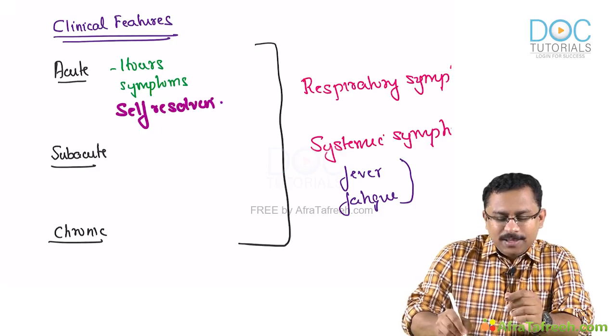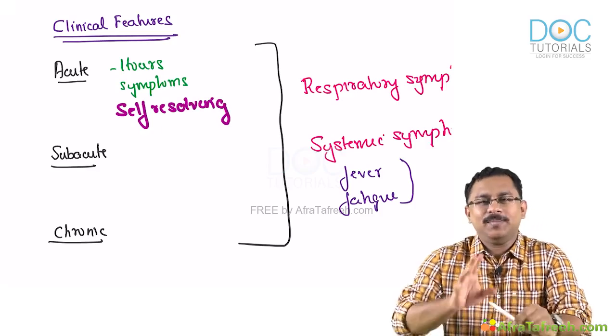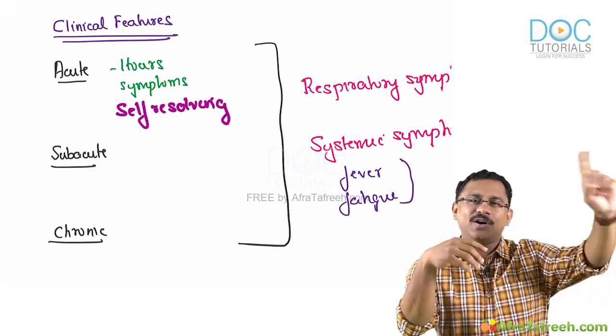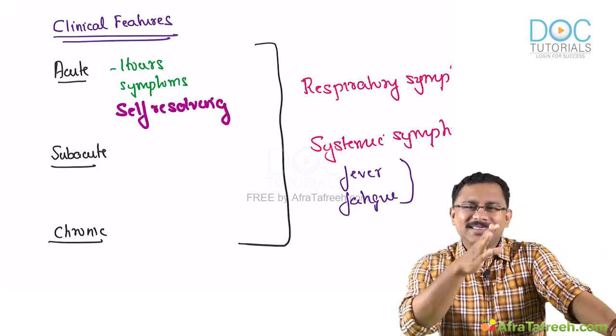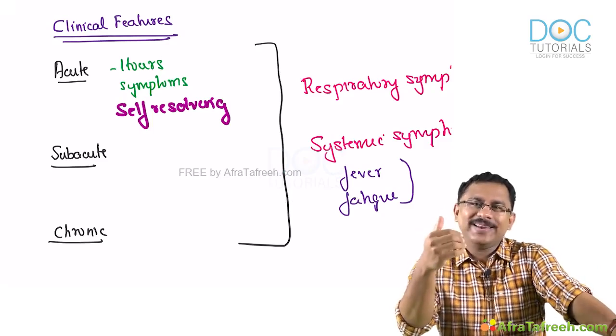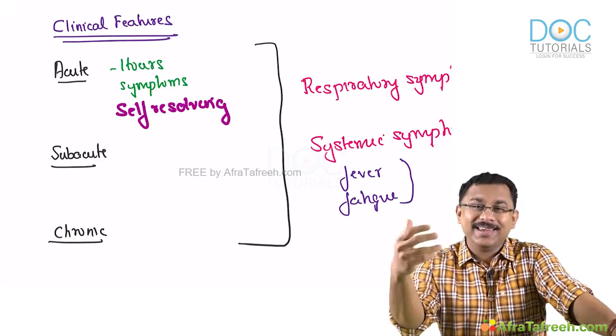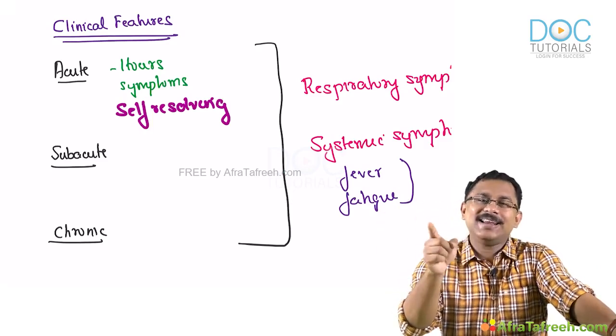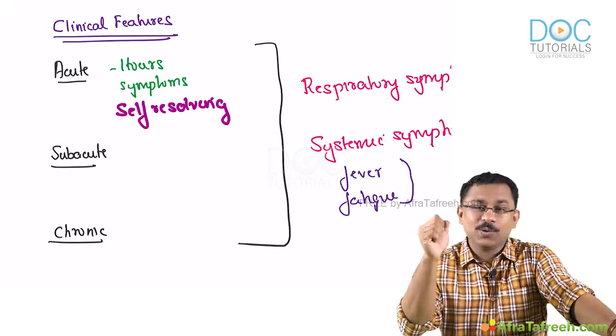Self-resolving one. Now when I say self-resolving, I mean that suppose the antigen has been taken off. This type of acute response would subsequently resolve without producing any long-term sequelae. That is, if the antigen has been removed, in that case there is good prognosis.